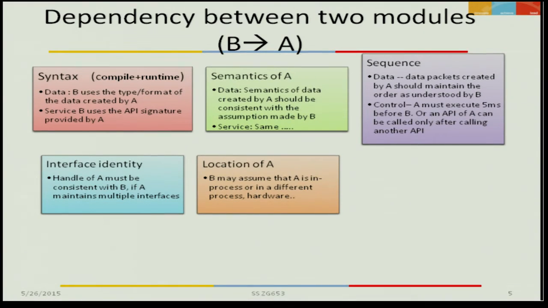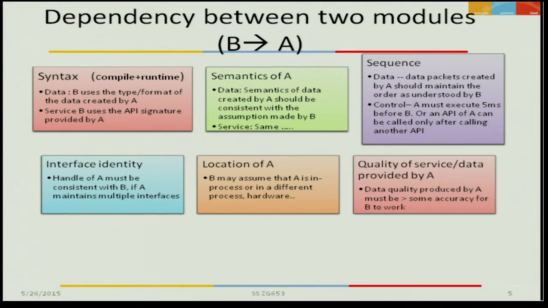Location of A is also another important dependency. B may assume that A is in process or in a different process or even on different hardware. Such an assumption creates a location dependency on A. If B assumes that A is always in process, and you plan to move A from in process to out of process, then this whole system will break.